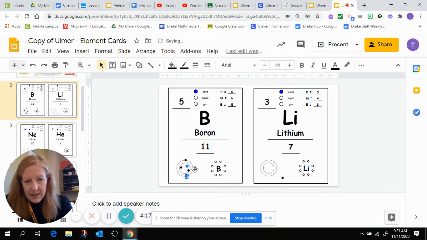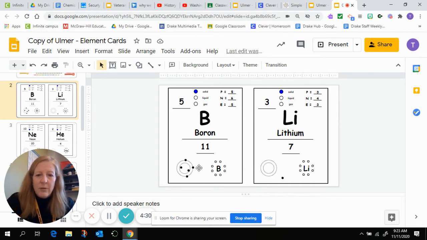Okay, so I've got a second one, okay, and a third one. So now I have electrons in every shell. Okay, so 2 on the inner, 3 in the outer. All right, so for boron, boron has 1, 2, 3 valence electrons: 3 electrons in the outer shell, and then 2 electrons in the inner shell.